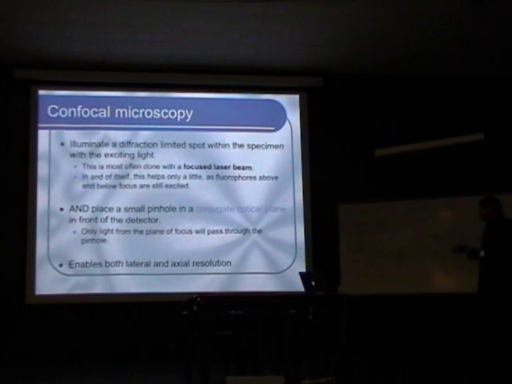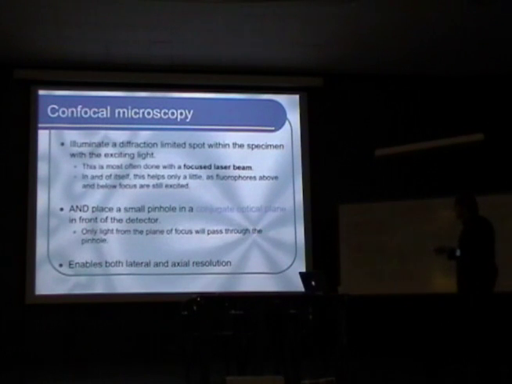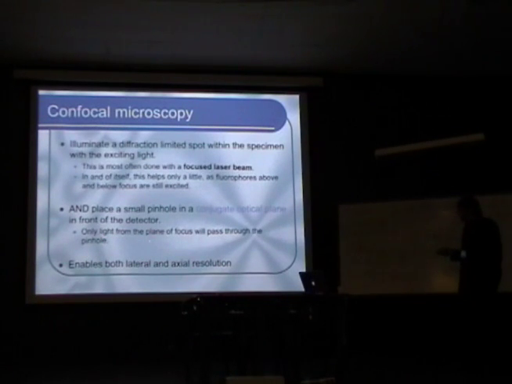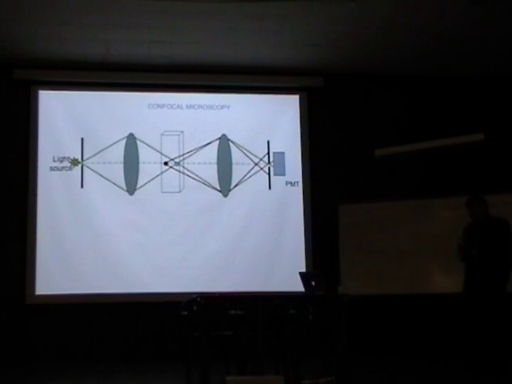But the most important feature is the pinhole, which is typically placed in the plane conjugate with the focal plane of the objective, in such a way that only the light coming from the focal plane of the objective can reach the detector. As I mentioned already, this technique enables resolution both in the lateral plane orthogonal to the optical axis of the microscope, and also along the optical axis of the microscope.